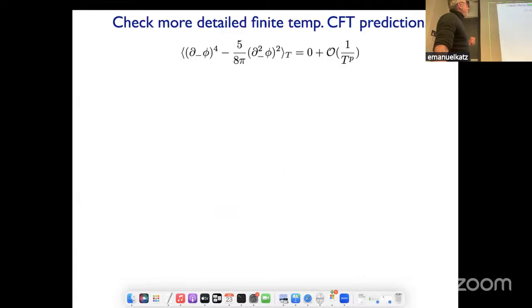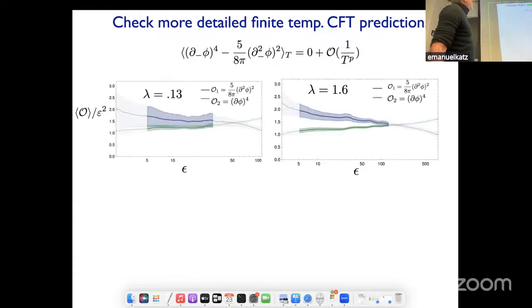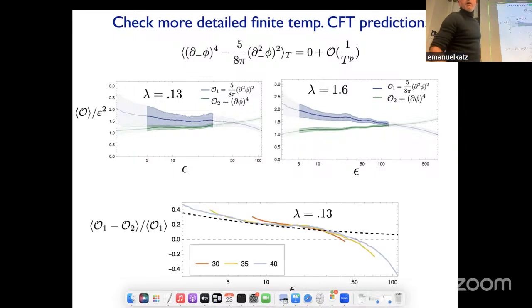And second, one could do a more careful check, which is that there are certain combinations of operators in the CFT which have a 0 thermal expectation value, up to corrections. And here we see precisely that. We see these two operators having expectation values that agree more and more as we increase the temperature, as we increase the energy density. And even more delicately, we can look at the difference between these two operators.